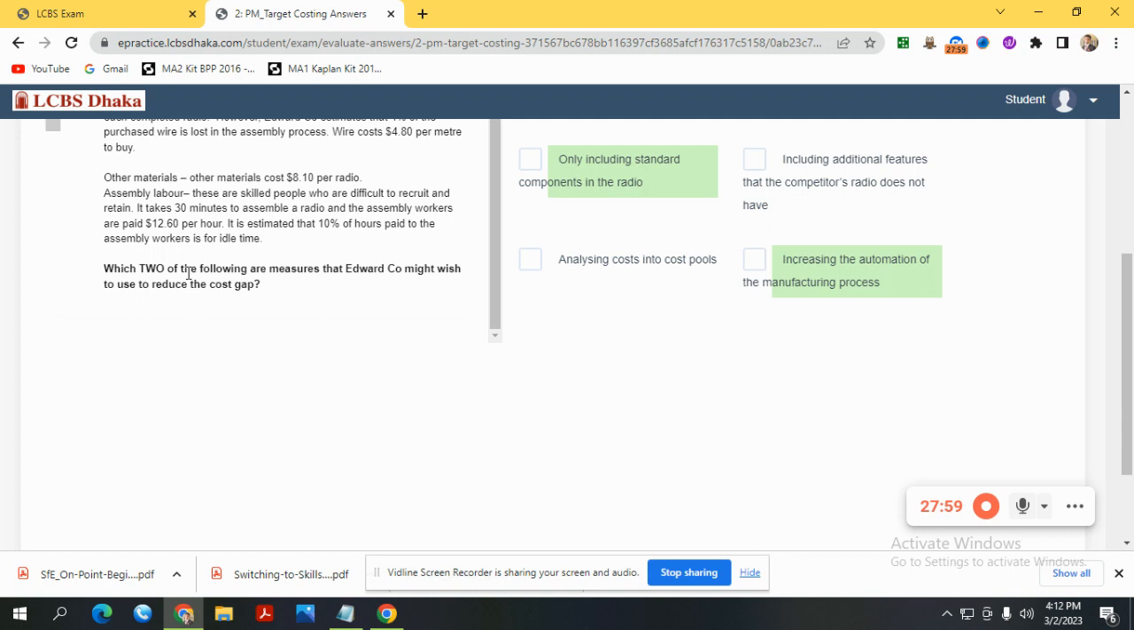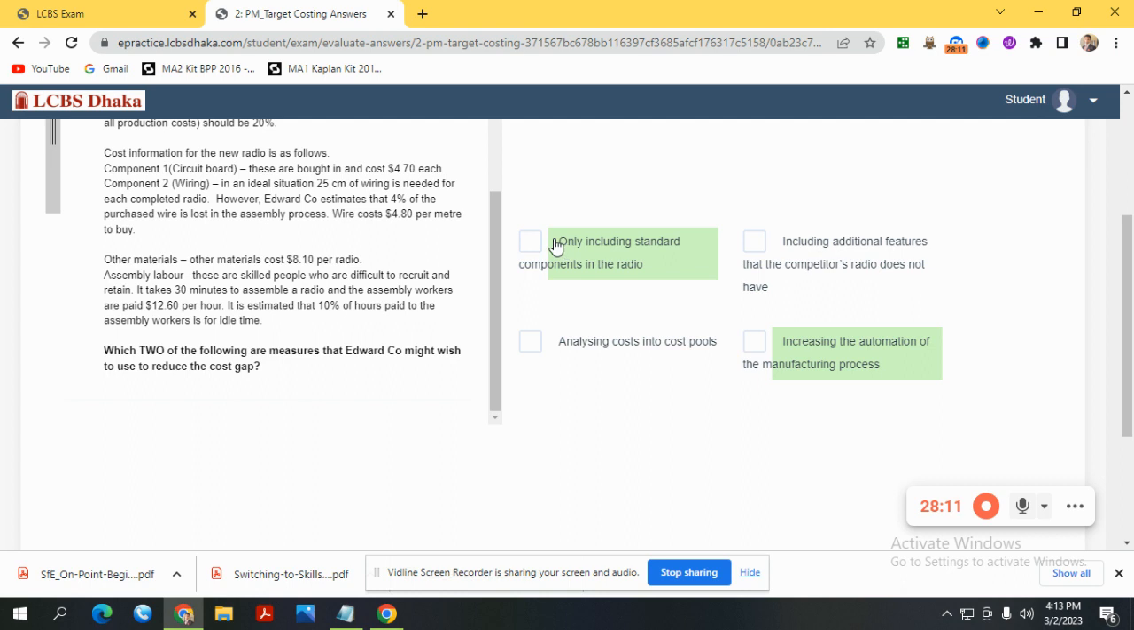Next up, requirement key. Which two of the following are measures that Edward Co might wish to use to reduce cost gap? So which two can be used to reduce cost gap? The first one is including standard components in the radio. If you have gone through my lecture, standard components is a technique commonly used to reduce cost gap. But let's see the others. Including additional features, if we add them, my cost will increase even more. So definitely this is not a valid option to reduce cost gap.